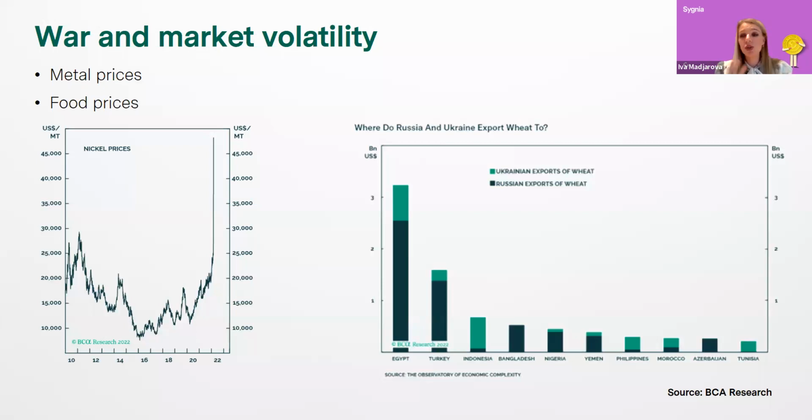Now, the chart that I have included on the right-hand side actually shows us where Russia and Ukraine export their wheat to. And we can see in billions of dollars how much they export to Egypt, to Turkey, to Indonesia, and to many, many other countries. And a lot of these countries are very dependent on those imports. They cannot produce their own. And of course, the knock-on effects can be quite large. It can impact ultimately food security. And in very extreme circumstances, it can actually cause political unrest.